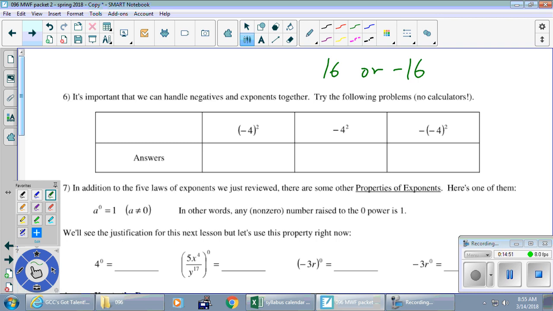(-4) squared, what does it mean? It means -4 times -4. Which of my two answers is that? That's positive 16, no problem. The middle one, -4 squared. Some students read this thing as being the same. They're saying, okay, I see the number -4 and it is being squared. It is being multiplied by itself. That is not what this problem says, and this is not correct.